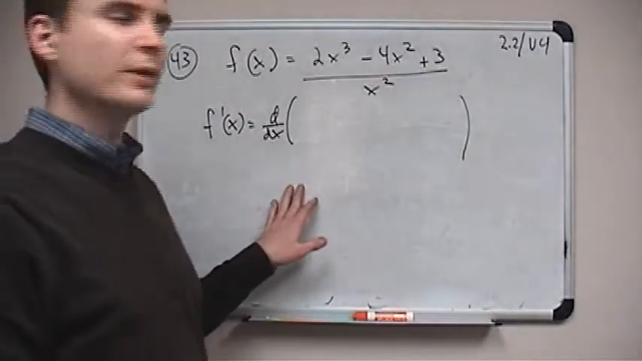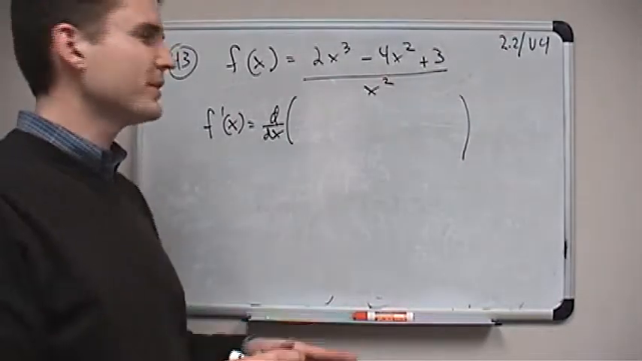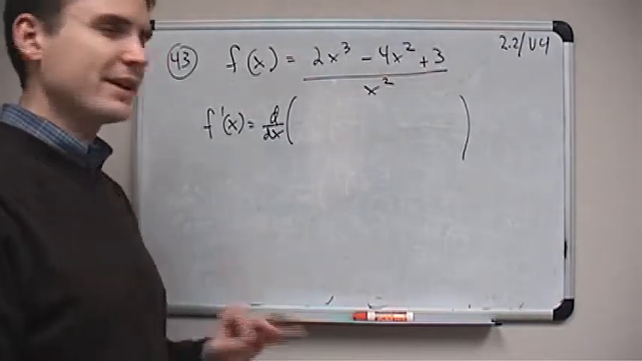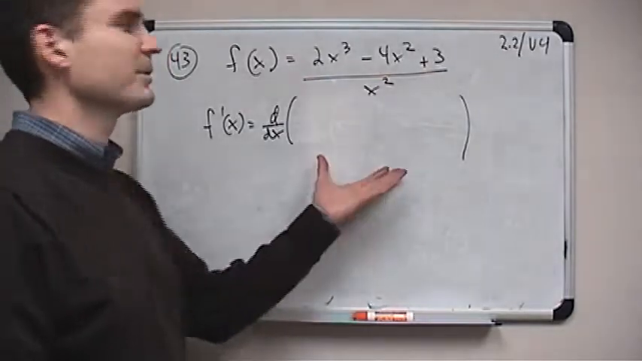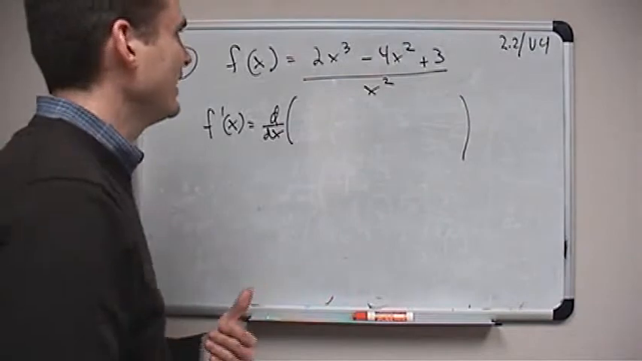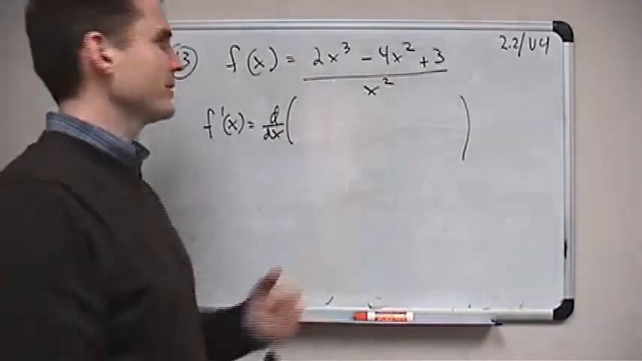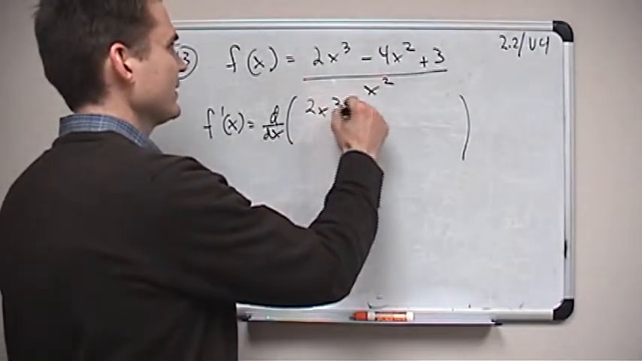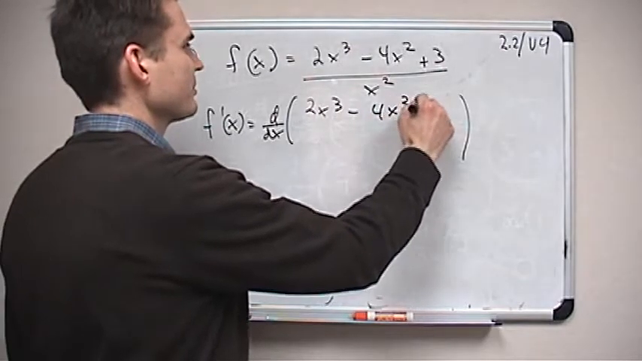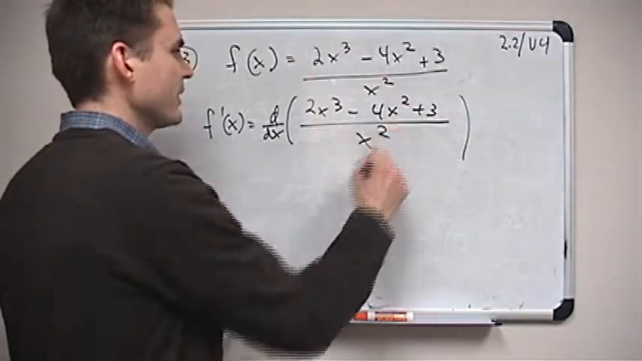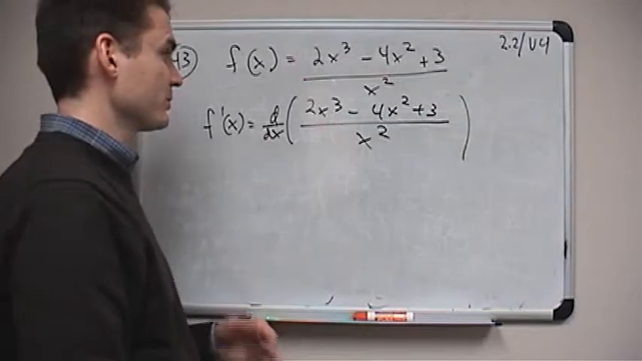Okay, wanted to look at one more problem here, one that's just a little bit different, looks a little bit more difficult. In fact, it is a little bit more difficult, but really it's just a matter of getting over one little obstacle. You're asked to find the derivative of this function, 2x cubed minus 4x squared plus 3 all over x squared. And this is where you have to be really careful about the rules we have.